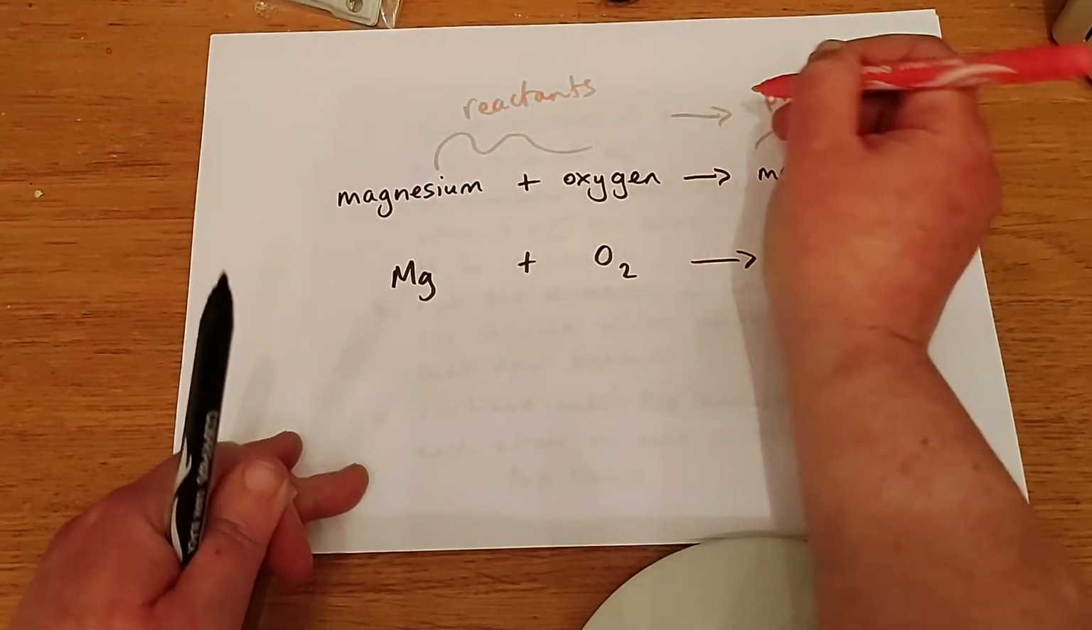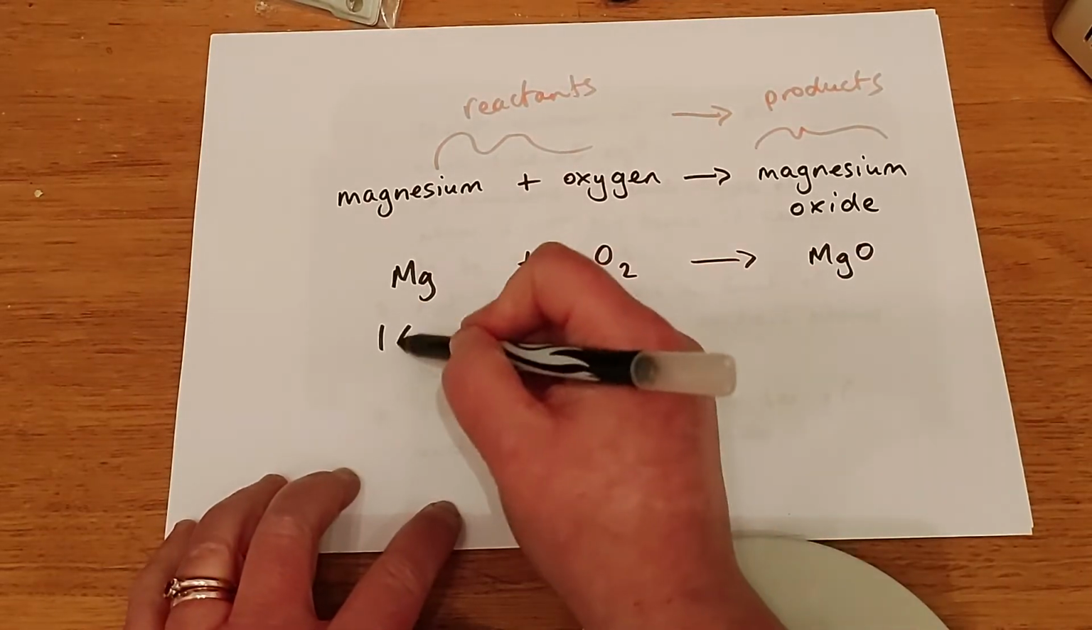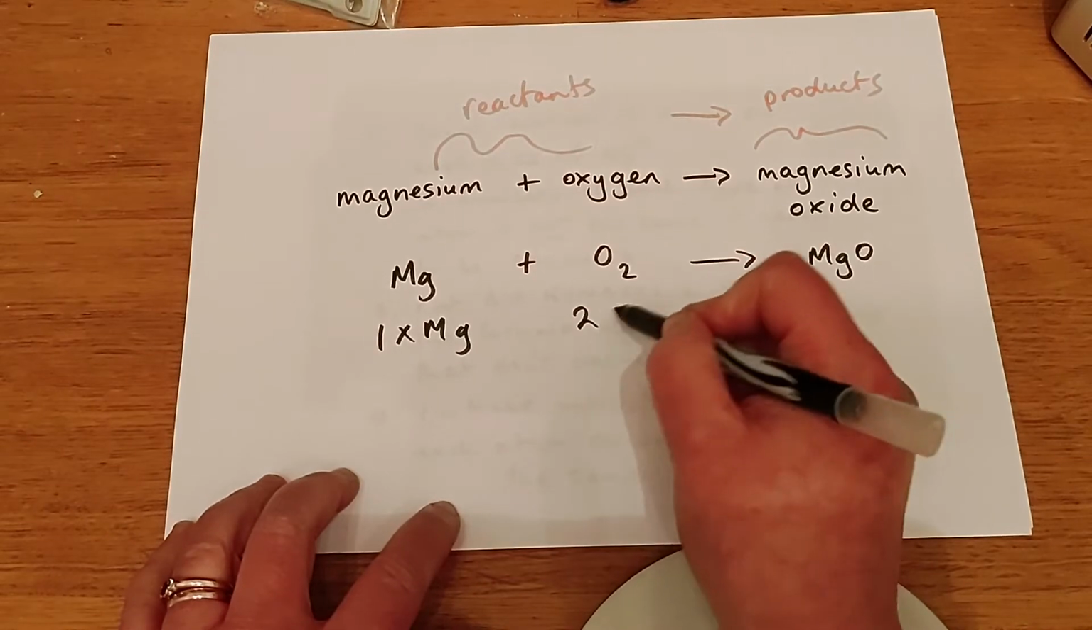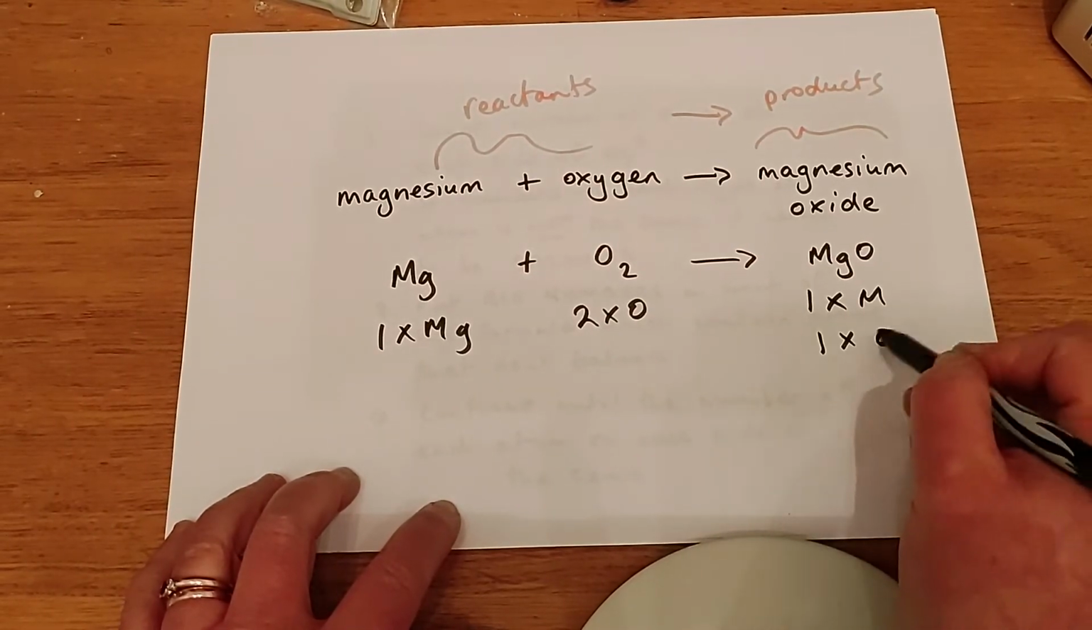And we always do an arrow, which means gives you or makes. So when we look at this equation, it's very obvious that it's not balanced. What you need to do to balance it is to make sure that there are the same number of atoms on each side. At the minute we have one magnesium and two oxygens on one side, and one magnesium and one oxygen on the other.